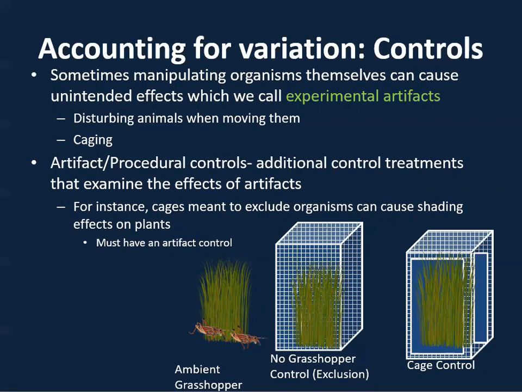So here we have a study with ambient grasshoppers and how they eat grass. If we wanted to exclude grasshoppers, we would have to put a cage around it, but that might cause shading and therefore less growth of the grass. So we could have a cage control to examine the grasshopper exclusion that may allow some extra light in or may have holes in the side or something, so that we can view the effect of a full cage on the grass.